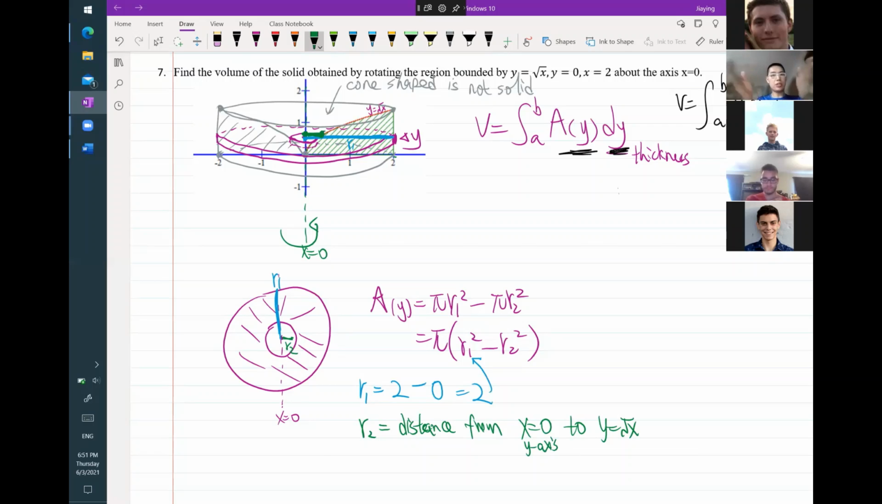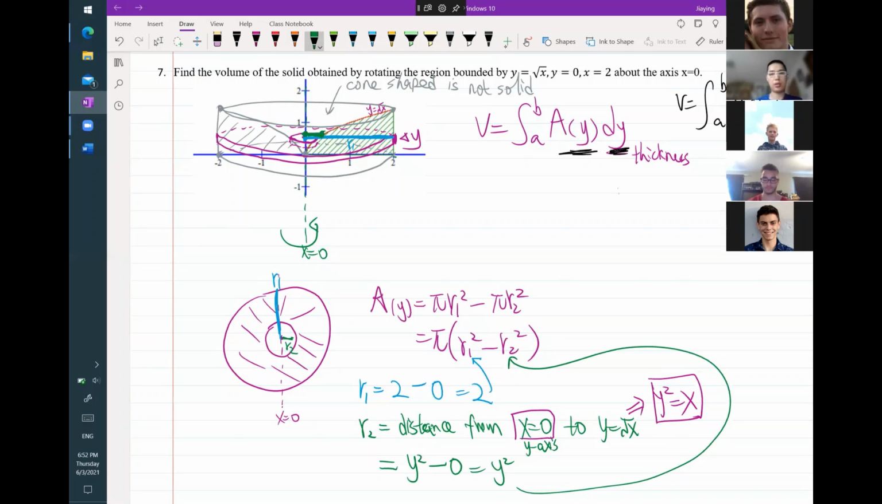But we're subtracting the two x values, so we cannot use y equals square root of x. Here again, we have to translate this function into y squared equals x, or x equals y squared. And this one is already in terms of x, so x equals 0. This one is x equals y squared, so we're going to find the difference. So R2 is equal to the one on the right, given by the square root of x function, so that's y squared, minus the one on the left, which is 0. So you get y squared as the inner radius. And that's going to go into the area.